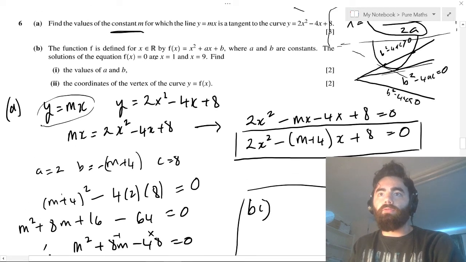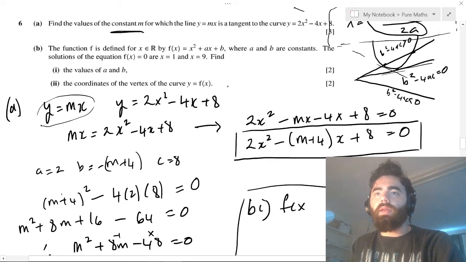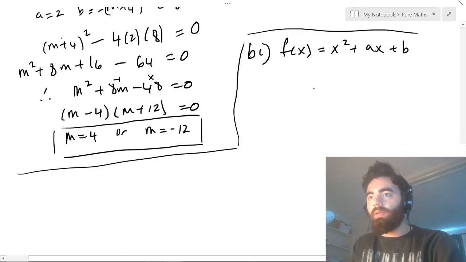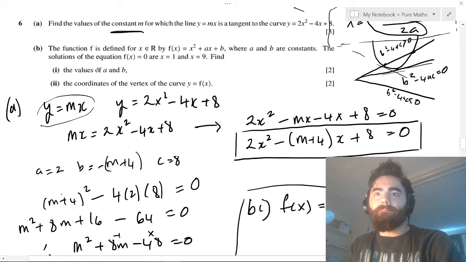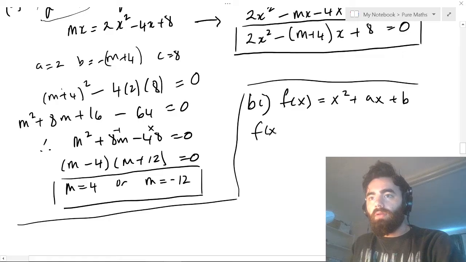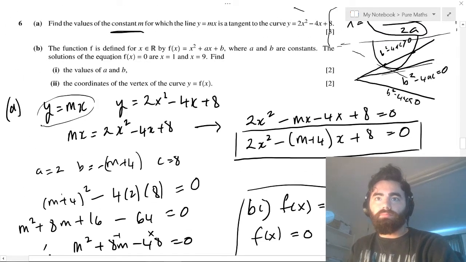bi. We have a function f of x equals x squared plus ax plus b. F of x equals x squared plus ax plus b. The solutions of the equation f of x equals 0 are x equals 1 and x equals 9. Okay, so we have when f of x equals 0, well then x equals 1 and x equals 9. Okay, so that's 2 points that we have there. So find the values of a and b.